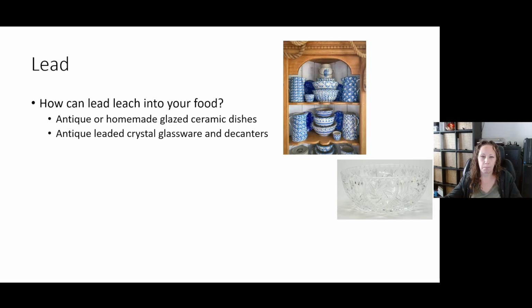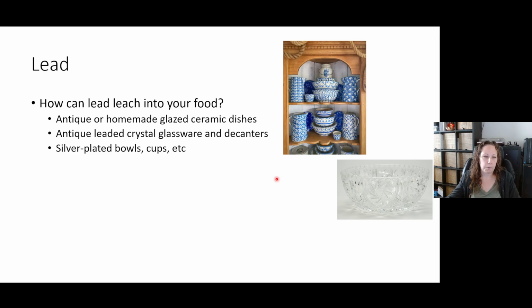Fun factoid, the ring that comes when some glassware is tapped, where you hear more of a ding, only happens in leaded glassware, and it's because of the lead. Regular glasses are going to clink but not ring, but leaded glassware has a ring to it if you tap them. So don't consume food out of antique glassware and decanters is the takeaway there.